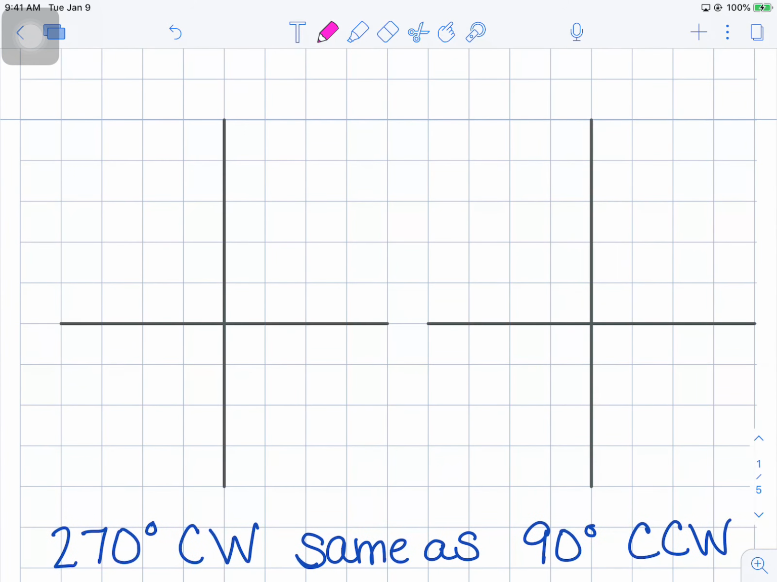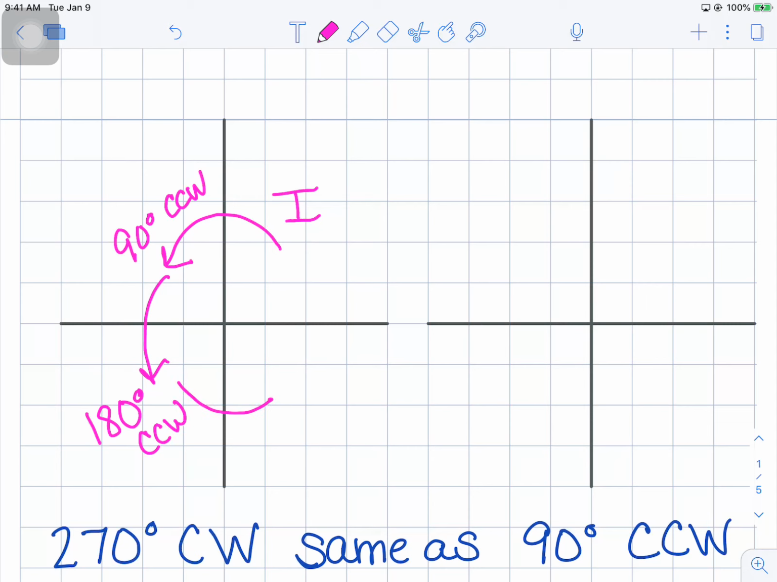All right, so let's talk about what directions mean and degrees. If I start in quadrant 1 and move this direction one quadrant, that's 90 degrees, and think about which way I'm moving, that's counterclockwise. If I continue on and move one more quadrant, that's 180 degrees counterclockwise. If I continue to the fourth quadrant, that is 270 degrees counterclockwise. And then I can go back to my original starting point, and that will be 360 degrees, which gets me back to where I started.